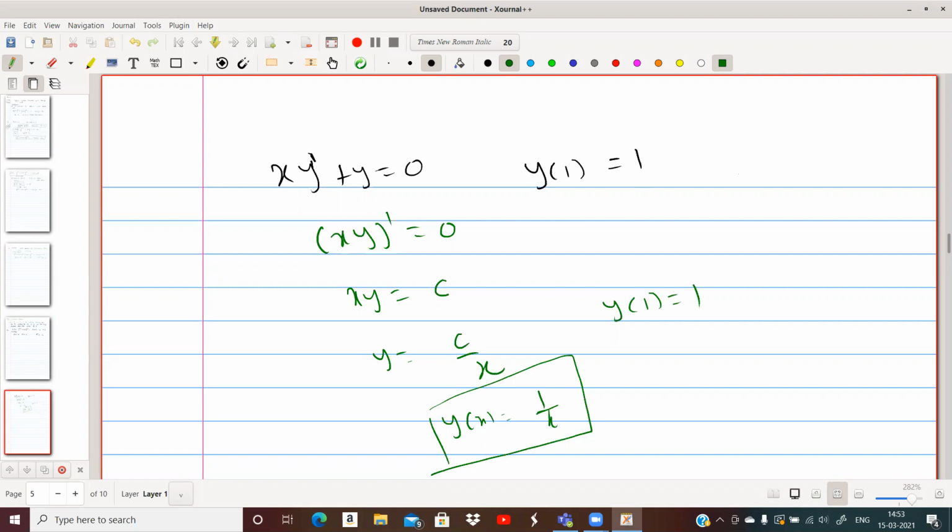And this solution exists for this interval. For 0, there is a problem. What problem is there? 0 is the singular point of this. So you have to exclude 0. I'm taking the open interval 0 to infinity here, because at 0 it becomes singular.